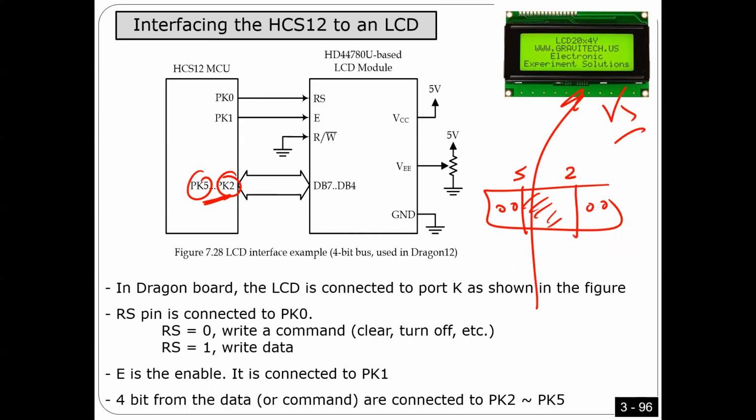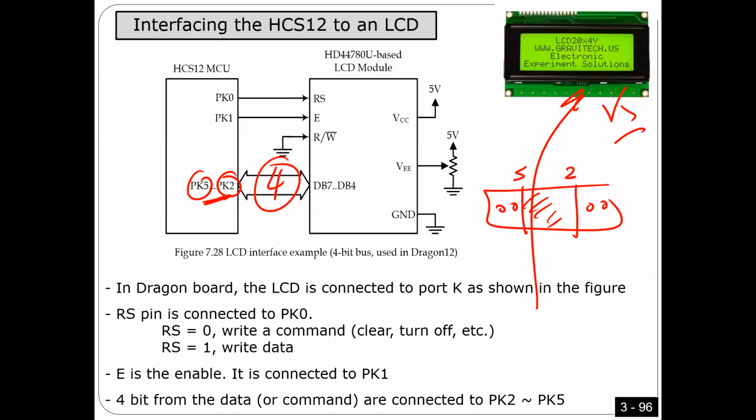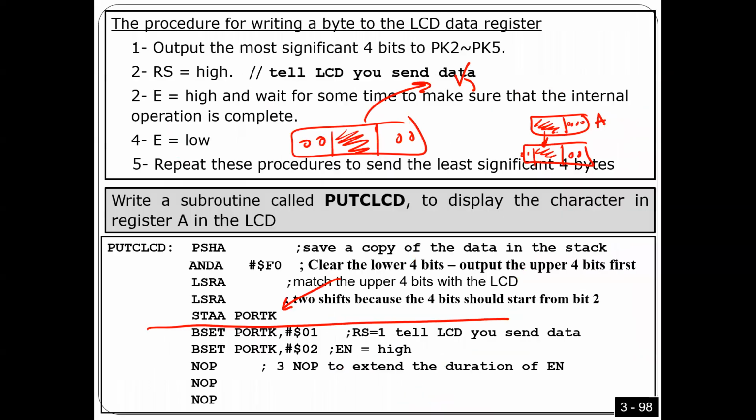So step number 1, I'm going to put here the most significant 4 bits. Is that okay? 2 and 5. That's why I shifted twice. Okay. Number 2. What should I do? Number 2, I told you I have to do something here, and then after everything is ready, I'm going to tell the LCD, you can start working right now, and then I'm done. Very easy, very interesting, very easy.